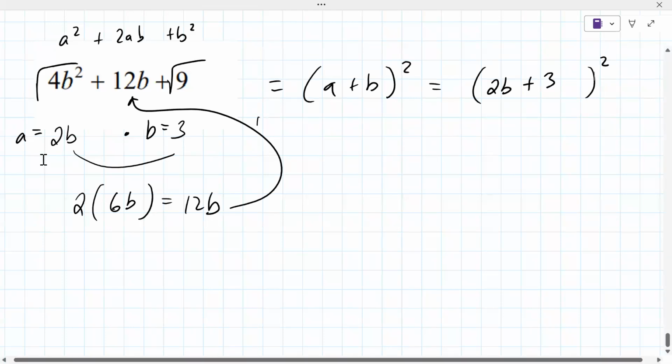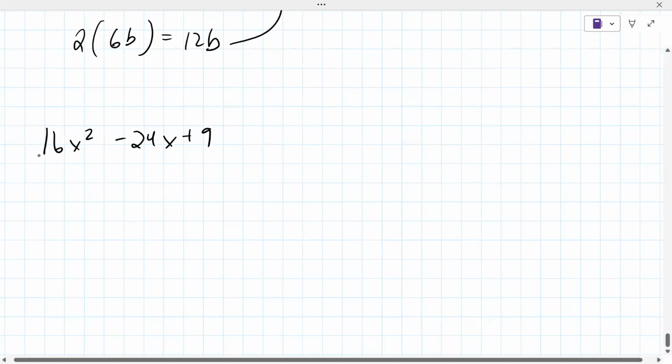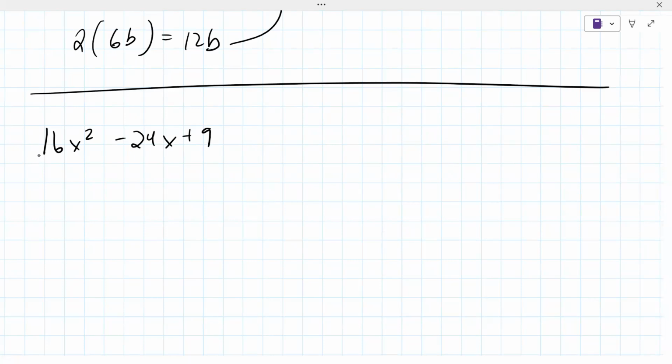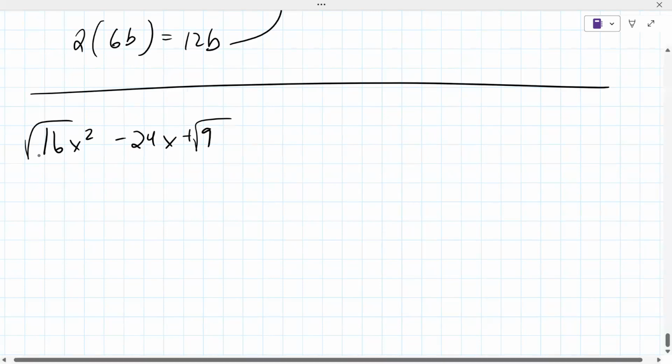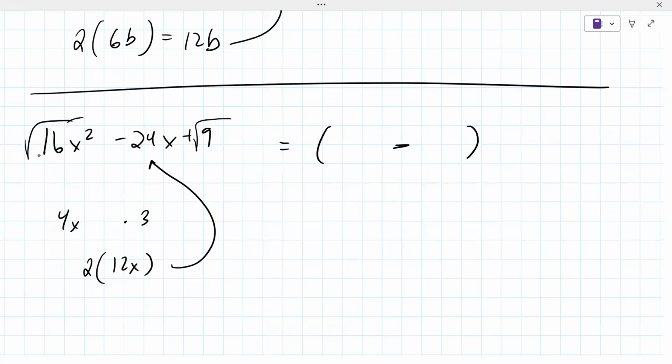Yeah, let's try a little more standard one. 16x squared minus 24x plus 9. So you gotta take the square root of the first and the square root of the last. So 4x times 3 and then doubled, 12x times 2, 24. So yes, it's gonna be minus. So it's 4x minus 3. All right, well done.